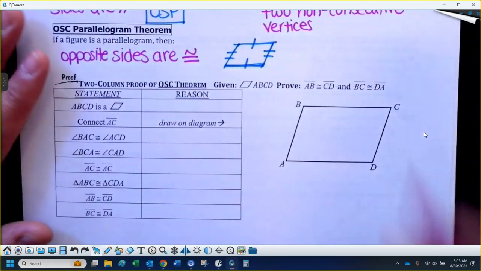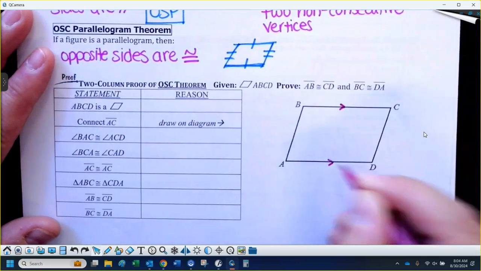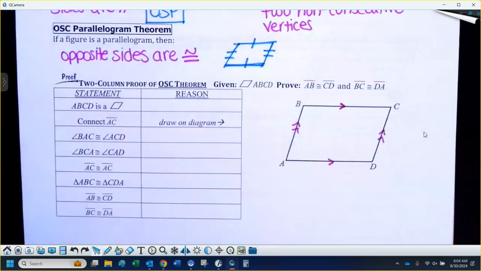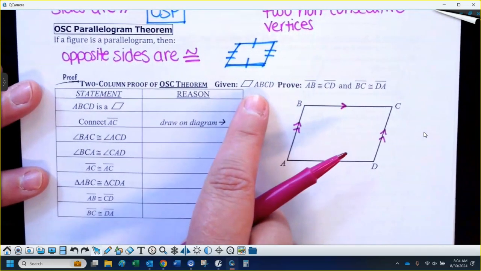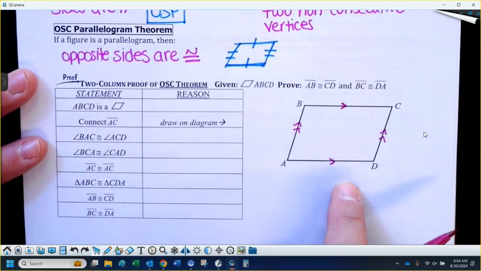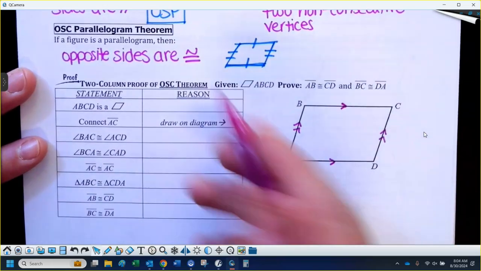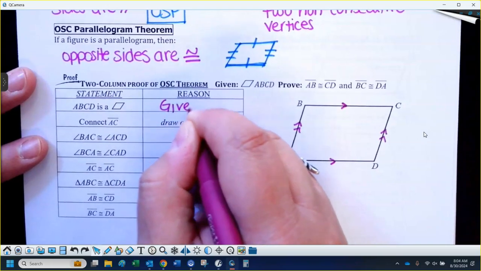So automatically, if you have a parallelogram, I'm going to draw these little arrows. These are not congruent symbols. Little arrows tell you that the sides are parallel to each other. So the top and bottom are parallel, left and right are parallel. In the proof, it says to us right in the directions, ABCD is a parallelogram. We're going to prove that the opposite sides are congruent, that's AB and CD, BC and DA. But just being given that this is a parallelogram is the very first step.